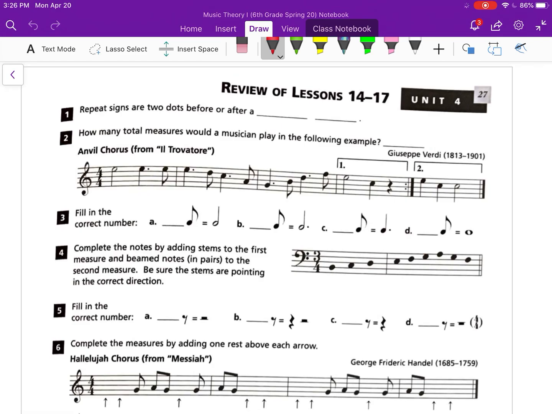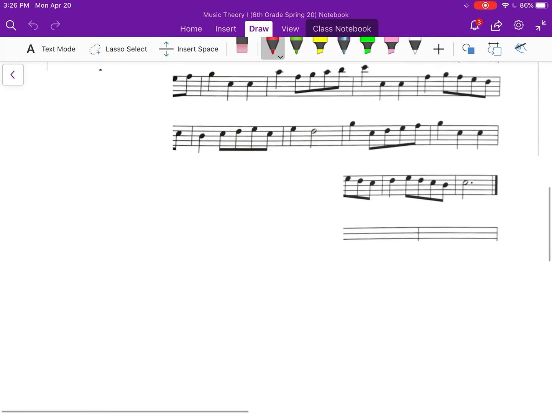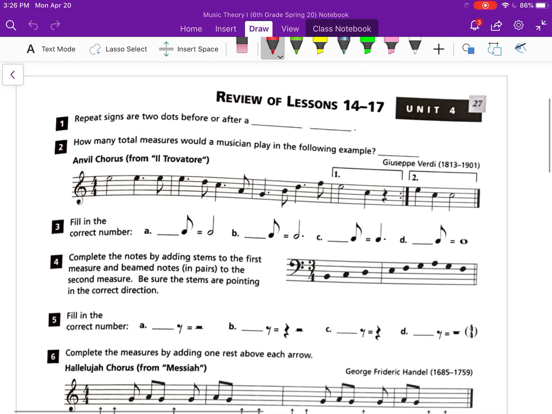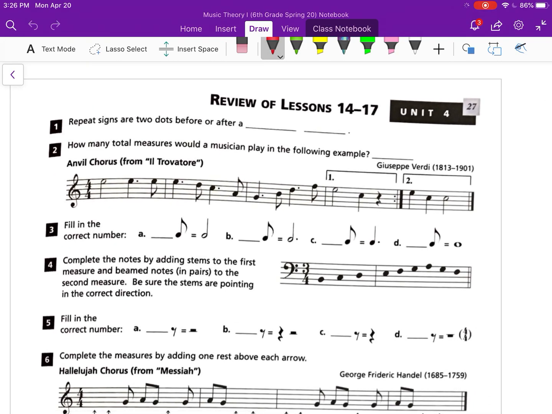Number 2, this is a question that tends to cause a little bit of trouble for students. And I think it's the only one like this. So number 2, how many total measures would a musician play in the following example? Well, you got to include the repeat. If I just counted how many measures are written, I would see 1, 2, 3, 4, only 5 measures. But that's not right. If you put 5, it is wrong. You will not get a point. Remember, I have to include the repeat.